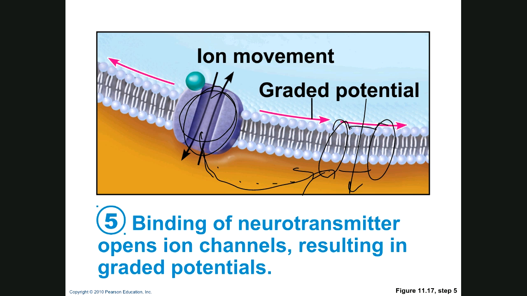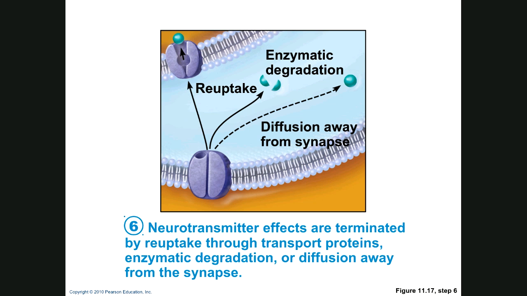All right, the neurotransmitter itself doesn't stay around for very long. It will either be degraded by an enzyme, as in the case of acetylcholine being degraded by acetylcholinesterase. It may just diffuse away, or it may be reuptaken, brought back into the presynaptic neuron.